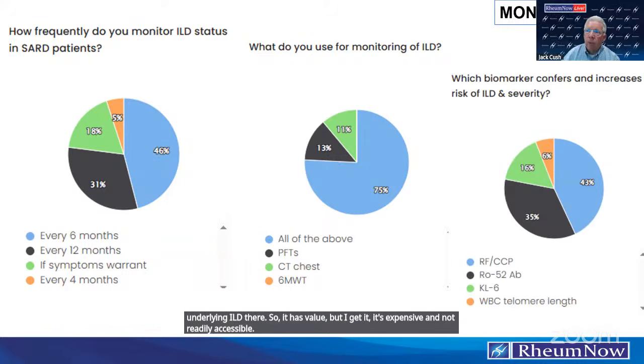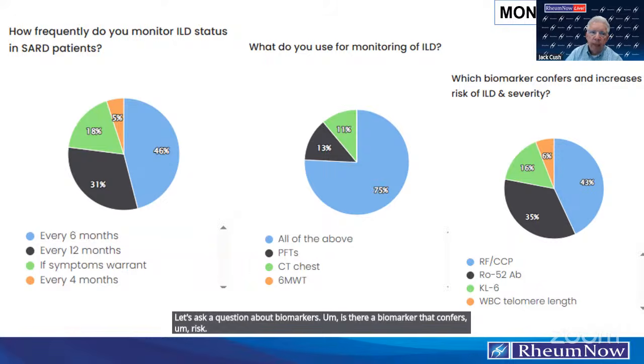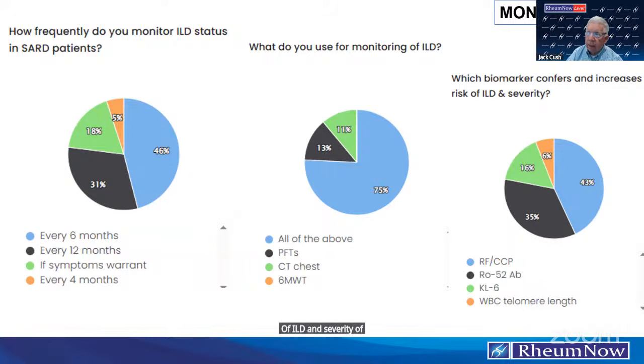Let's ask a question about biomarkers. Is there a biomarker that confers risk of ILD and severity of ILD? 43% said it's rheumatoid factor or CCP, 35%, a third, said Ro52, 16% said KL-6, and a few people were familiar with telomere length. I'd like each of you to explain each one of those answers and their role. Let's start with Brian.